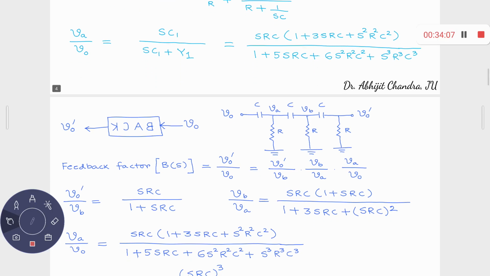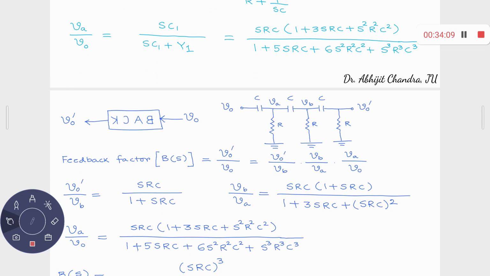So already we have computed these three different factors: V naught dash by VB, the most simplest one, SRC upon 1 plus SRC; VB upon VA, a moderately complicated one; and then finally VA upon V naught, the most complicated expression.